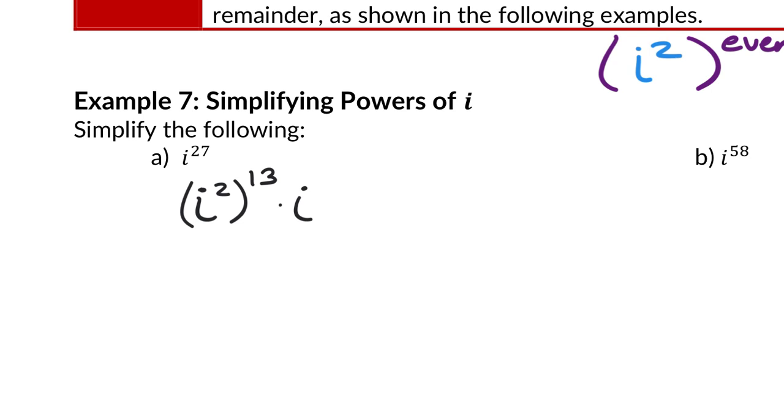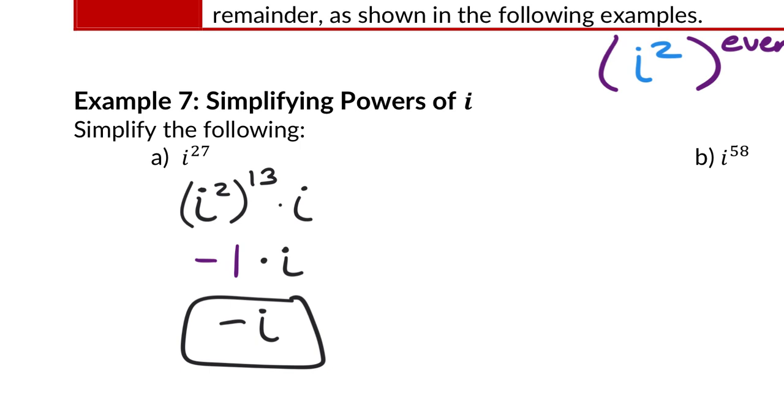How did I get that number again? Great question. I'm so glad you asked. We took 27, we divided it by 2. The most it could be was 13 with 1 left over. Here's your 13. Here's your 1 left over. Well, here is i squared raised to an odd number. What is any i squared raised to an odd number based on what I told you? -1, which means this whole thing can be -1, and then we're going to multiply that by i. What is -1 times i? -i. So i to the 27th power is -i.